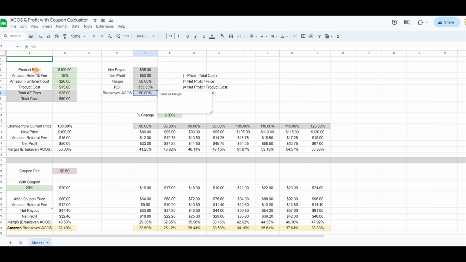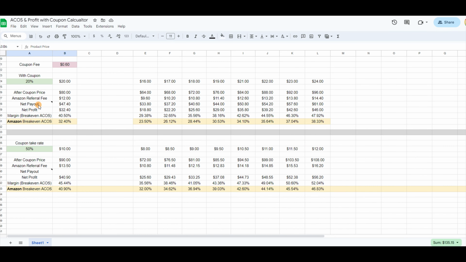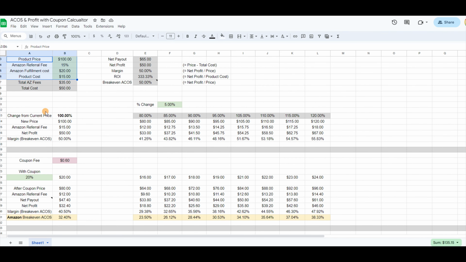So now that we know these numbers for our product, let's look down here at this calculation to see what happens when we add a coupon into the mix. Right here, this is basically just copying the information from here.